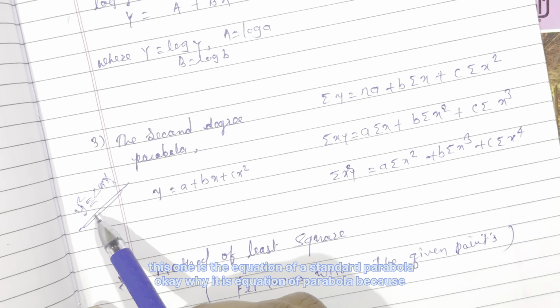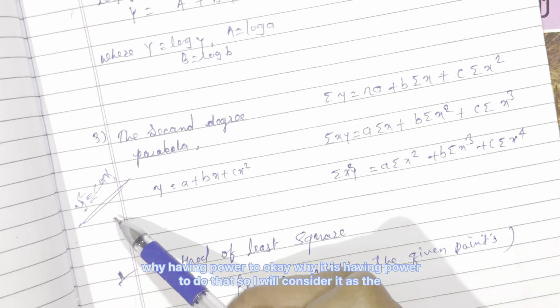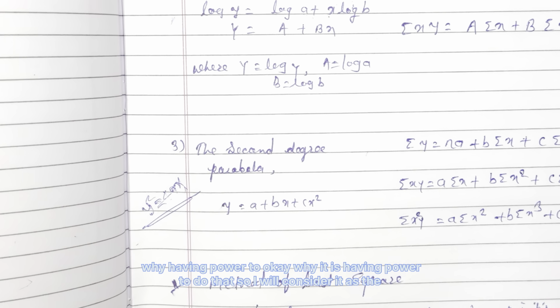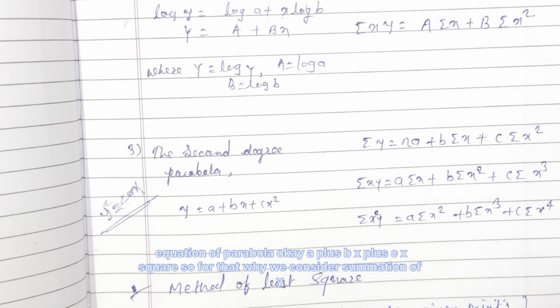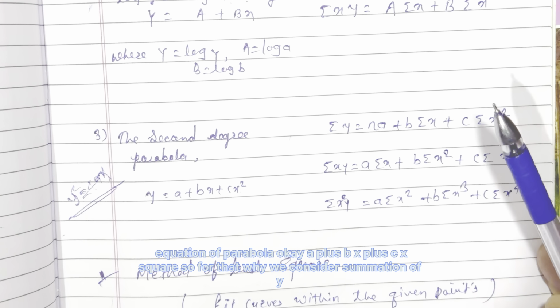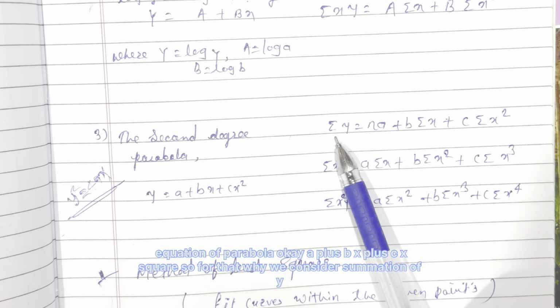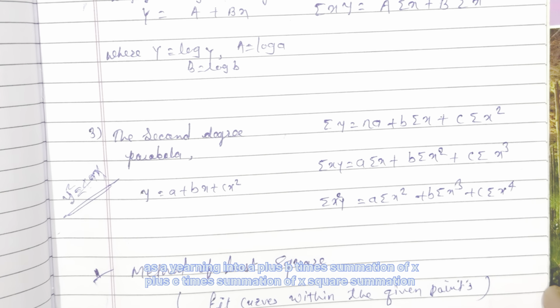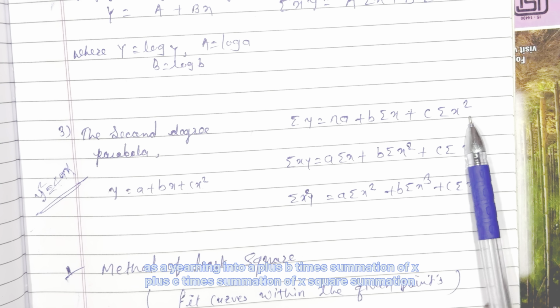Why is it the equation of a parabola? Because y is having power 2. That's why we consider it as the equation of a parabola. For y equals a plus bx plus cx square, we consider summation of y as n into a plus b times summation of x plus c times summation of x square.